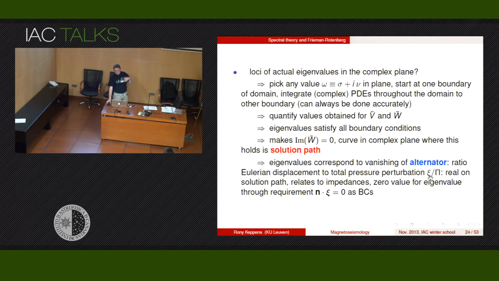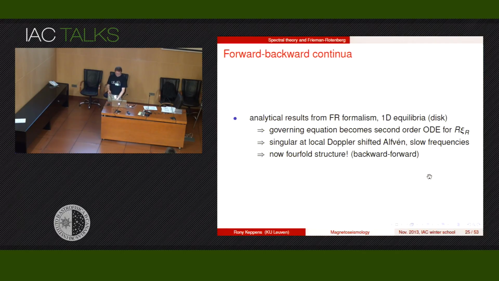quantify things like the displacement over the total pressure perturbation. That's something that relates to an impedance. The zero value is given corresponding to the boundary condition. So actually, you can plot this for all your modes, and then you also find curves. The point is that you then have two sets of curves, and so you can locate them in the complex plane.